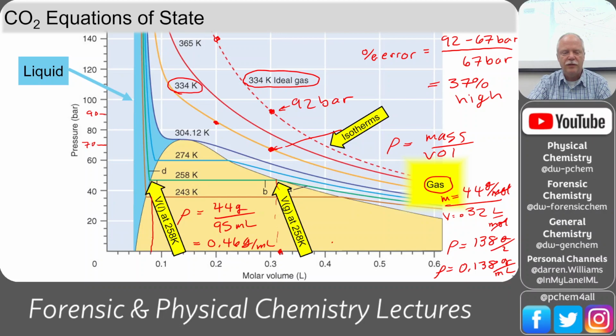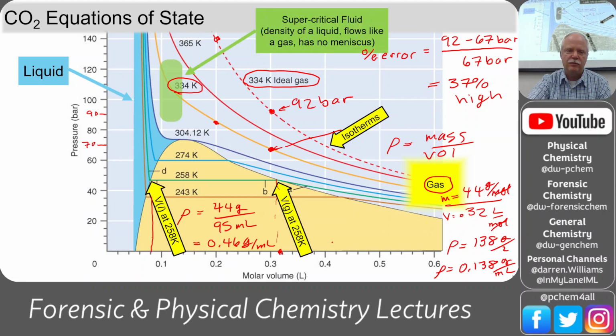Way over here on the left is the liquid region. And if you're up in this region where you're at a really small volume, a really high pressure, and a really high temperature, that's called a supercritical fluid. So maybe you've heard of that term. We've got supercritical fluid chromatography now, which is a really great technique. And it's weird. It has the density of a liquid, but flows like a gas and has no meniscus.